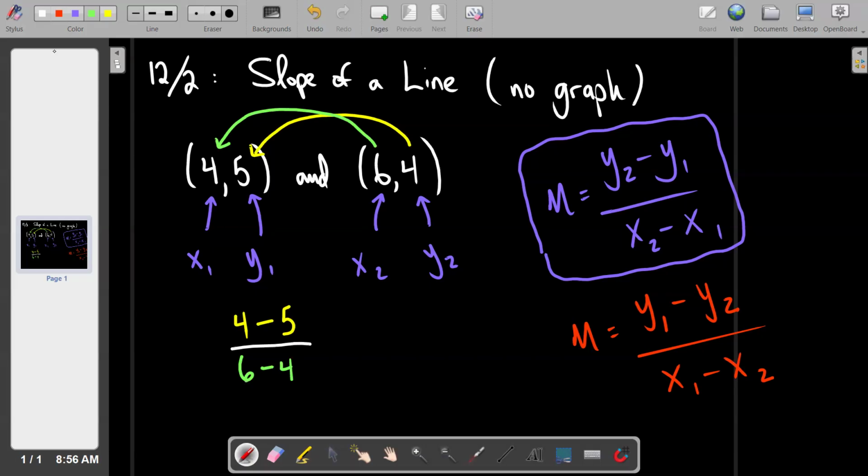So what is 4 minus 5 on the top? -1. And on the bottom, what is 6 minus 4? 2. So the best answer in the world that you could give for the slope would be to say that the slope is -1/2. Note that the negative is not on the 1, the negative is not on the 2, it's just a negative slope. That means this line would go downhill.